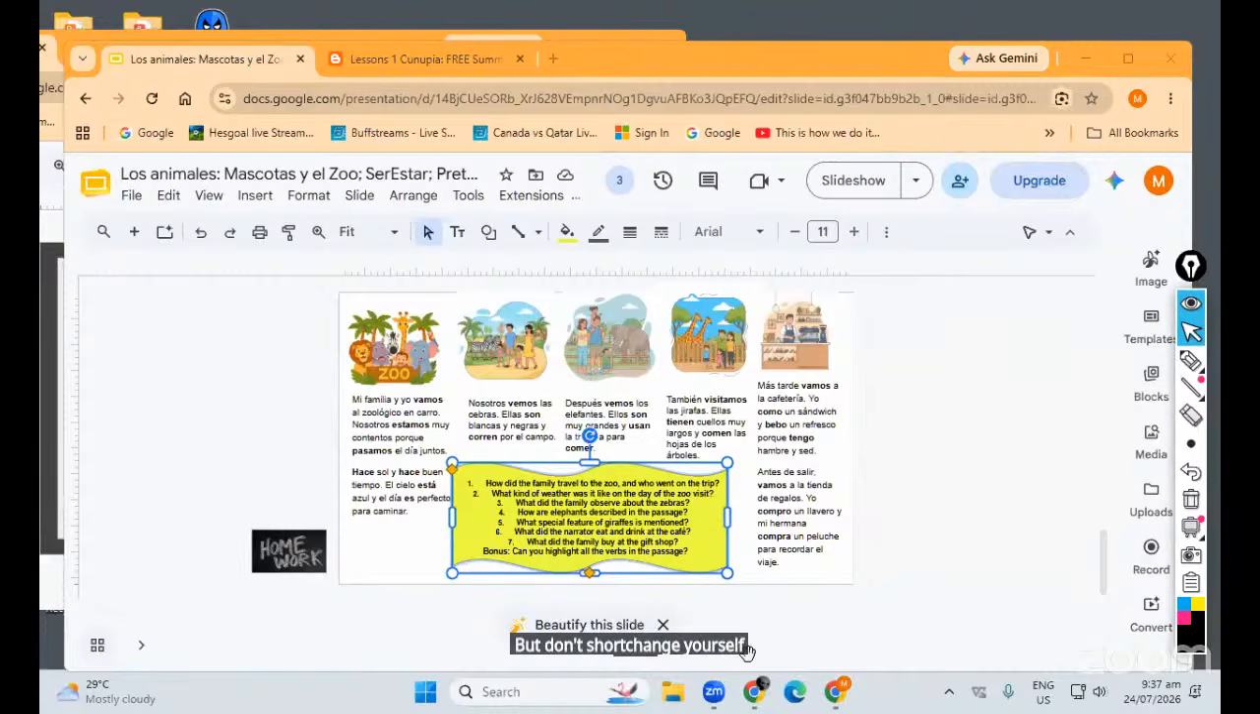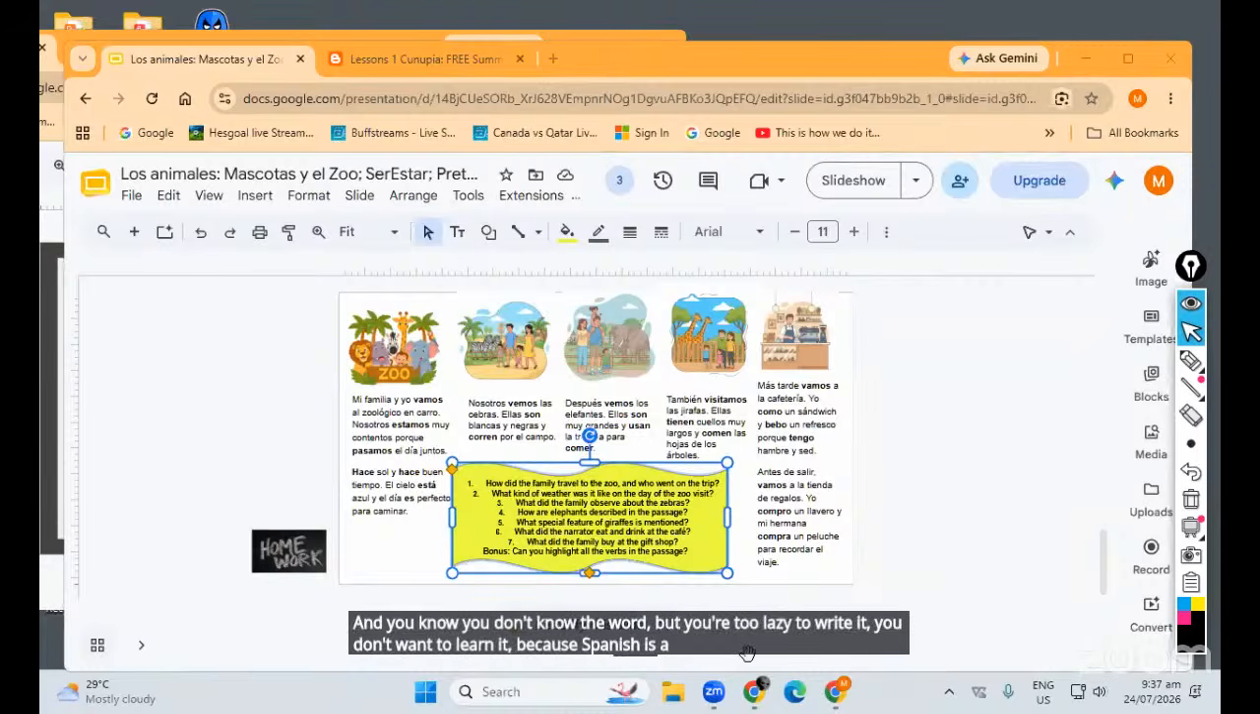And you know you don't know the word, but you're too lazy to write it. You don't want to learn it because Spanish is a pain, and you don't understand why you have to do it. No, we're here, we're doing it. Take down the word, right? And then learn it.